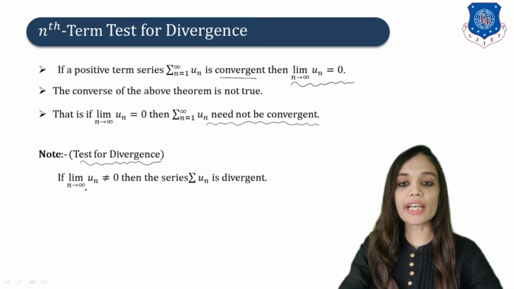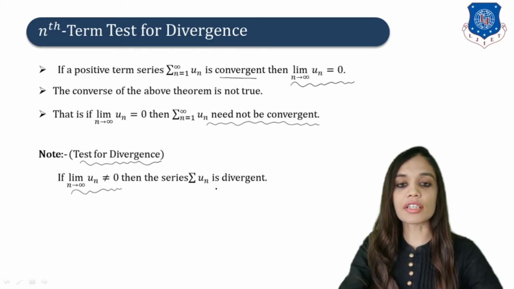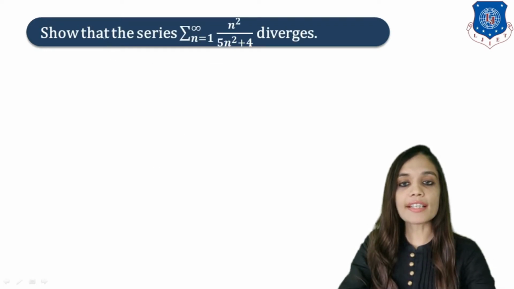So if limit n tends to infinity un is not equal to 0, so the limit of the nth term is not equal to 0, then the series un is divergent. Right? Now let us solve an example. Here we have to show that the series summation n is equal to 1 to infinity n square upon 5n square plus 4 diverges. So let us start with the solution.